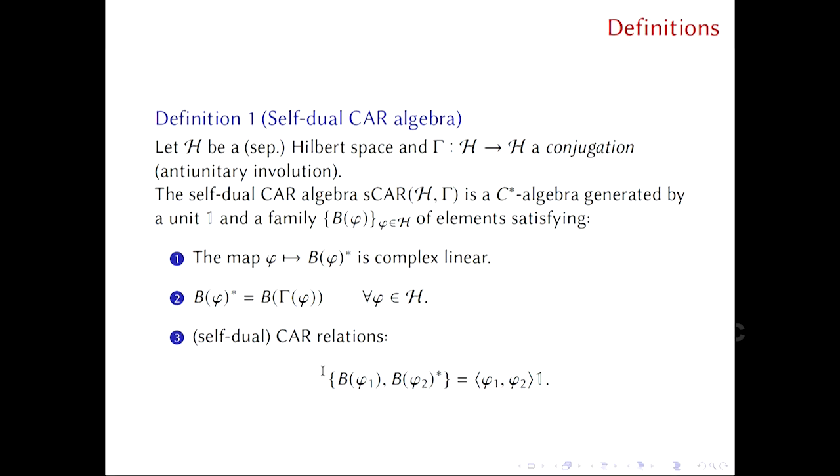So first I will define what is called a self-dual CAR algebra. This is just a way of describing fermionic systems. We have canonical anticommutation relations, but these are not the usual creation and annihilation operators. Namely, this is not the usual CAR algebra. We have a real structure, a conjugation, which allows us to somehow include both creation and annihilation operators in a single term, which is called B.